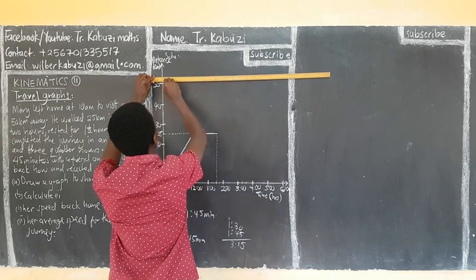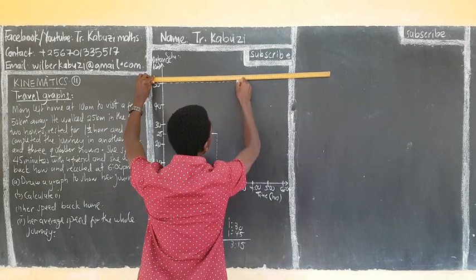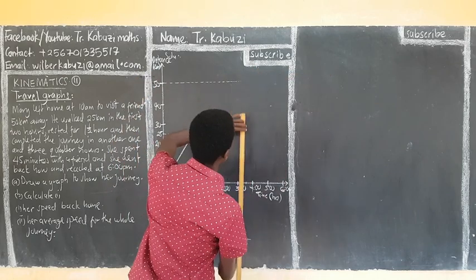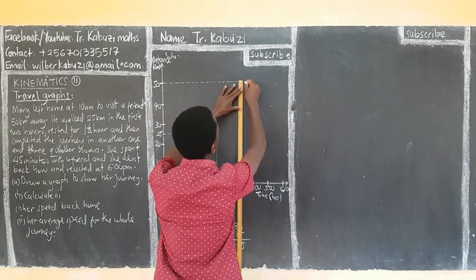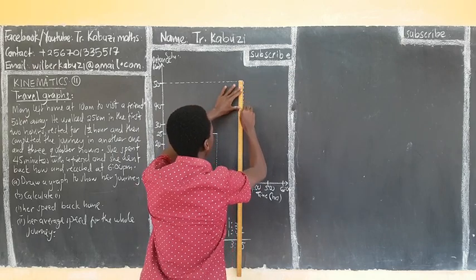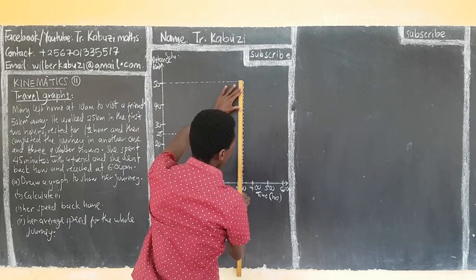So this is going to be my 50 there, with the 15 there down. So the 15 here, and the 50 kilometers. Why am I saying 50? Because if she completed the journey, it means that she had covered 50 kilometers.